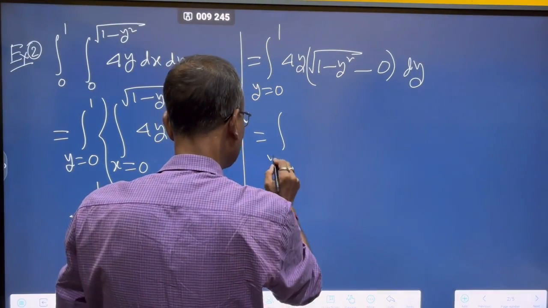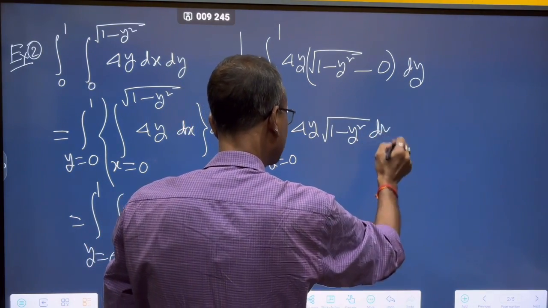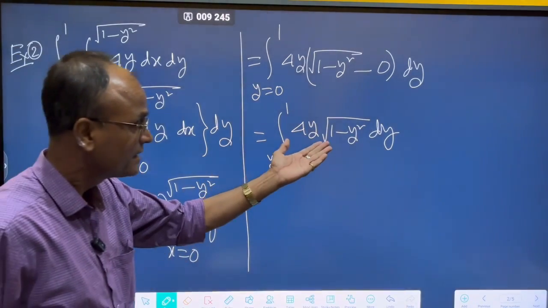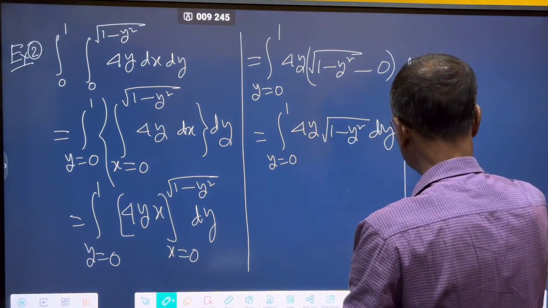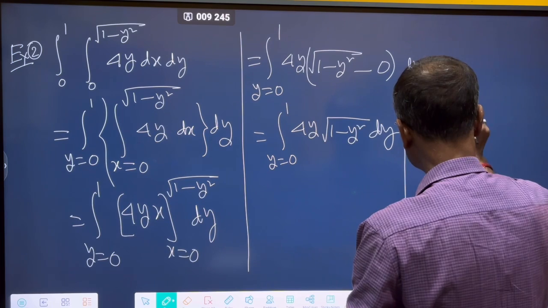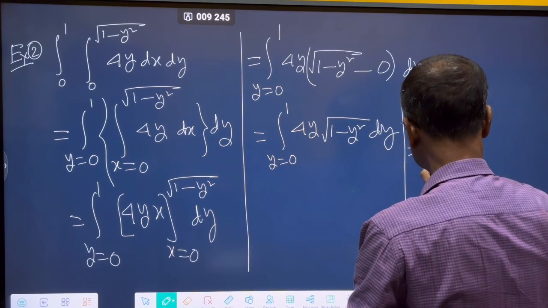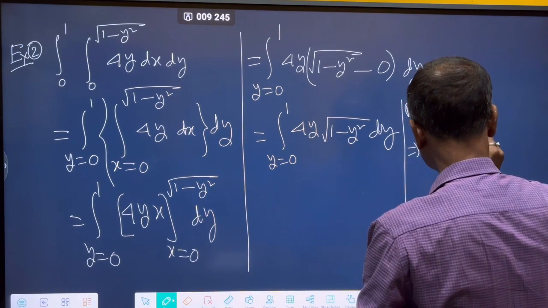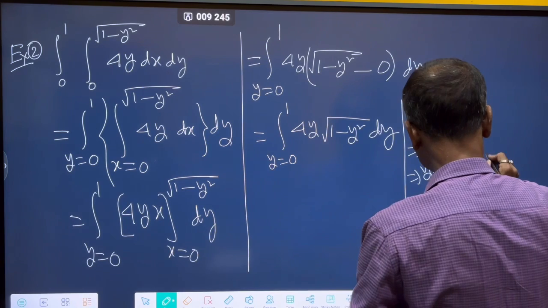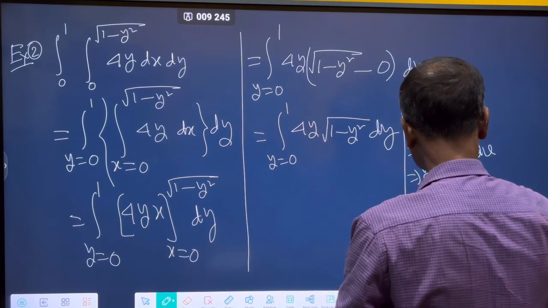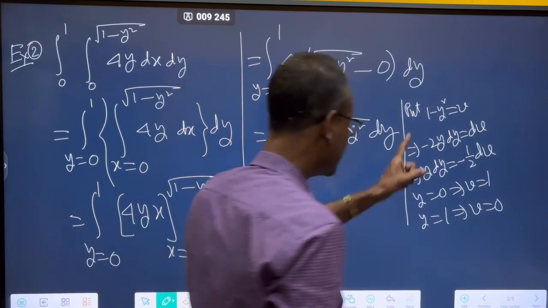This is equal to the integral from y equal to 0 to 1 of 4y root over 1 minus y square dy. Now see, put 1 minus y square equal to v. This means minus twice y dy equal to dv, so y dy equals minus 1 by 2 dv. Y equal to 0 implies v equal to 1, and y equal to 1 implies v equal to 0.